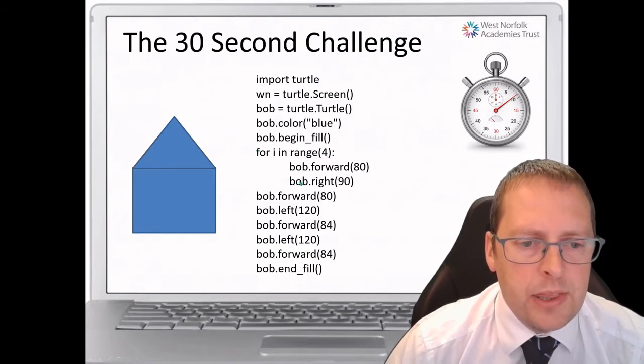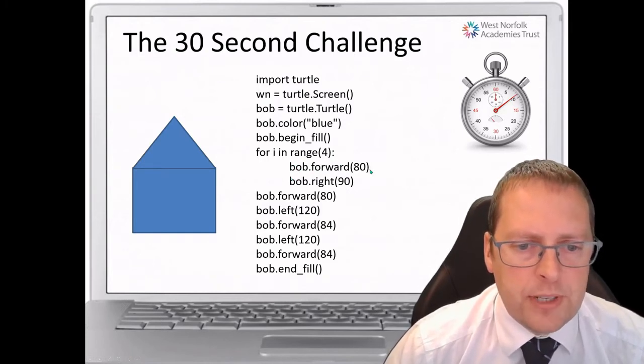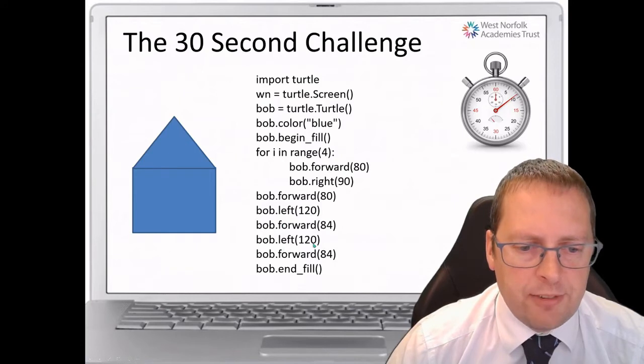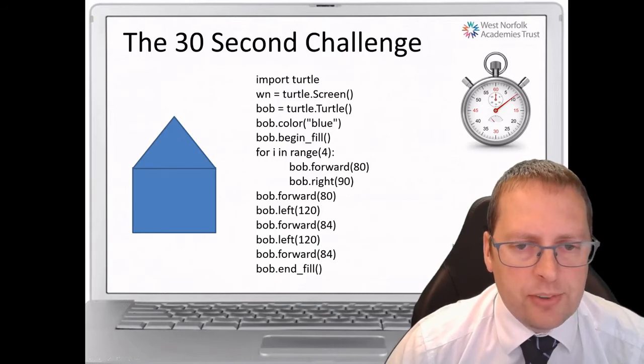So we're going to repeat this instruction that's indented 4 times. Bob.forward 80, Bob.right 90. So go forward 80 pixels, turn right 90 degrees. Go forward 80 pixels, turn right 90 degrees. So that's repeated 4 times. Then the turtle's going to go forward 80, Bob.left 120 degrees, Bob.forward 84, Bob.left 120, Bob.forward 84, and then end the fill. So that should draw your house.